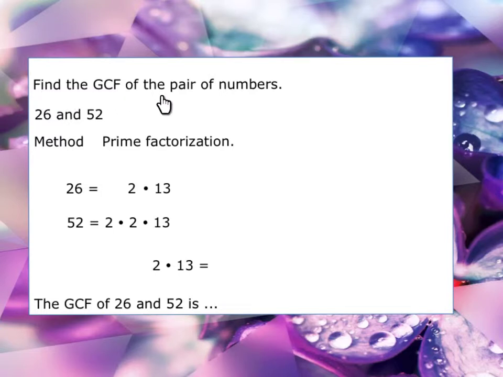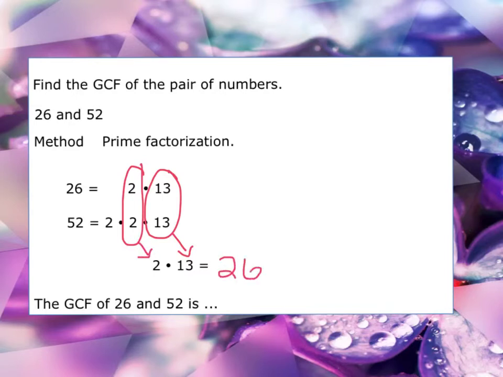So we're going to find the GCF of the pair of numbers 26 and 52, and we're going to use prime factorization to do that. So as you can see here, we have the number 26, and it's broken down into its prime factorization of 2 and 13. And we have the number 52, broken down in prime factorization of 2 times 2 times 13. And now we need to identify their common factors. So here they have a 13 in common, which is why I write 13 here. And they also have a 2 in common, which is why we have a 2 here. And 2 times 13 is going to give us 26. So the GCF of 26 and 52 is 26.